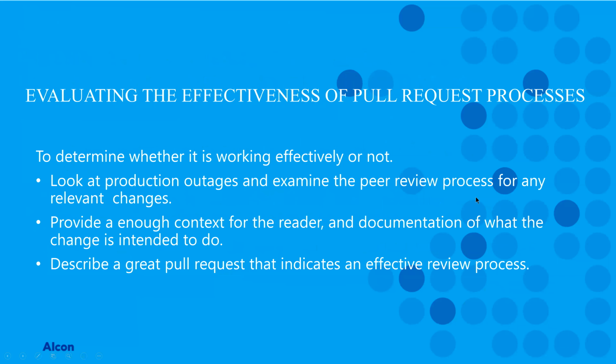And then we want to evaluate the effectiveness of the pull request process. Determine whether it is working effectively or not. We need to look at production outages and determine the peer review process for any relevant changes. We need to provide enough context for the reader and the documentation of what the change is intended to do. We've got to describe a great pull request that indicates an effective review process, so that everyone has an idea of what it should look like as we're doing this.